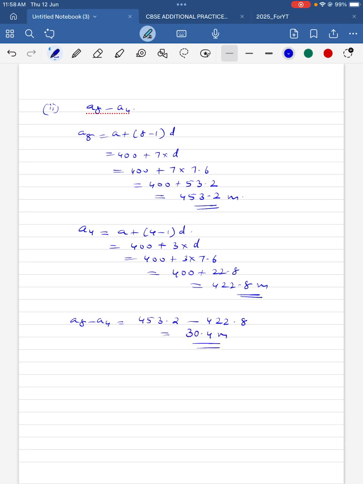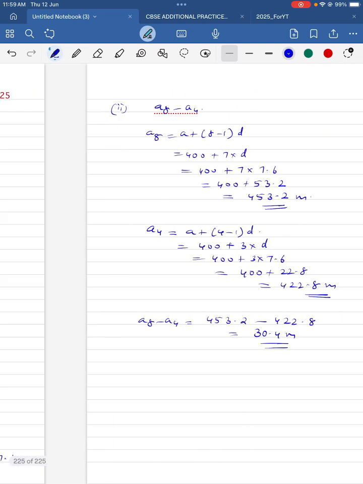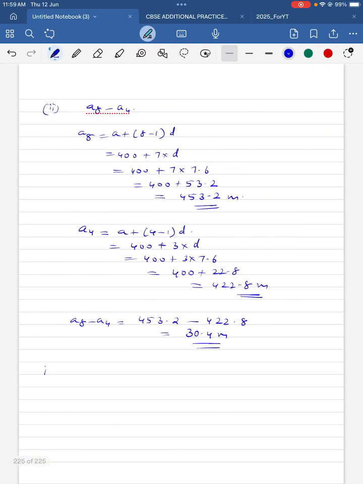So now we have answered the second part of the question, which is how long is the 8th lane than that of the 4th lane? And we got the answer here as 30.4 meters.